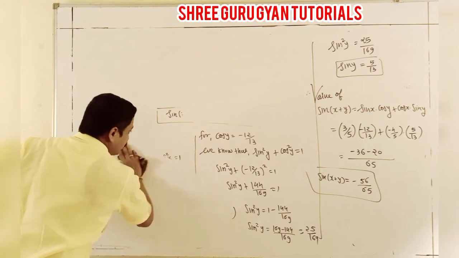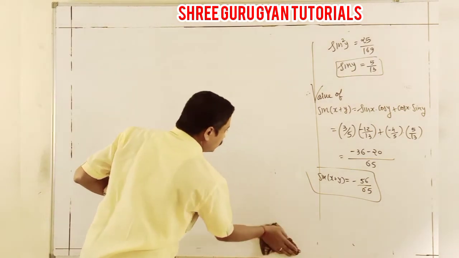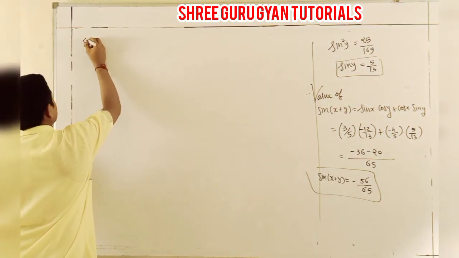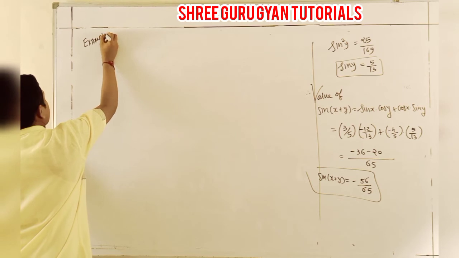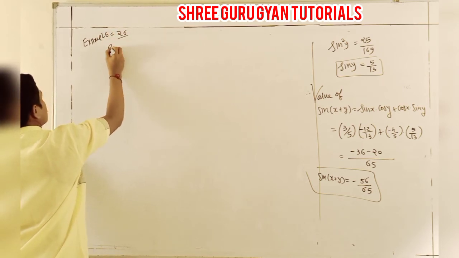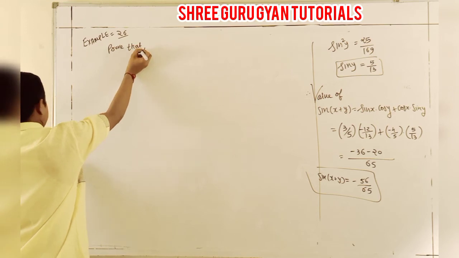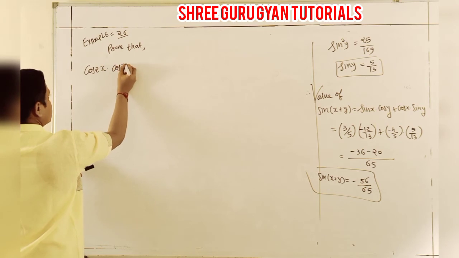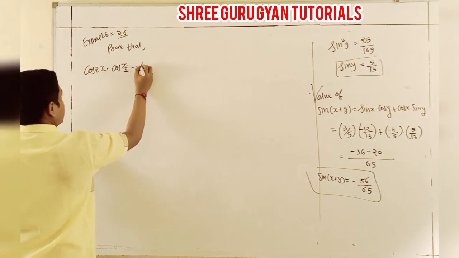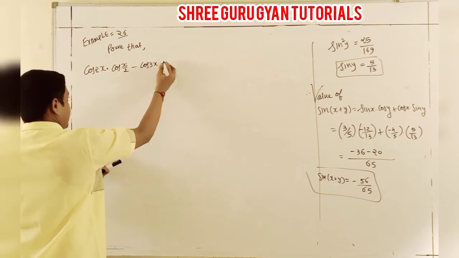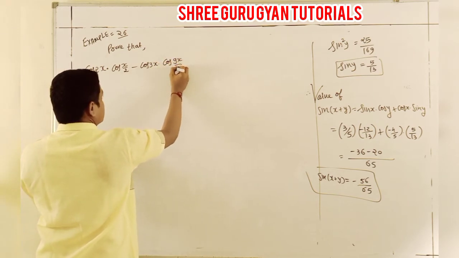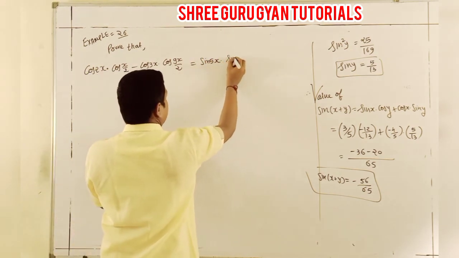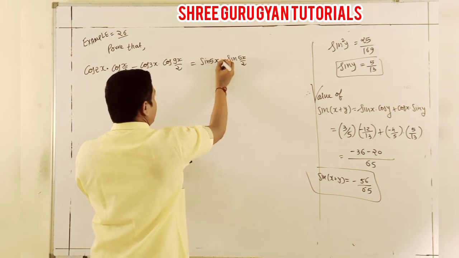Now students, example 26. This is also important for exam level. Prove that cos 2x minus cos 3x cos 9x by 2 is equal to sin 5x sin 5x by 2.